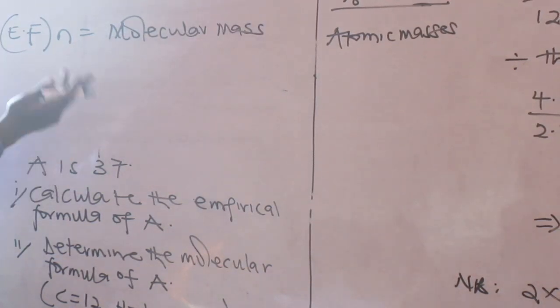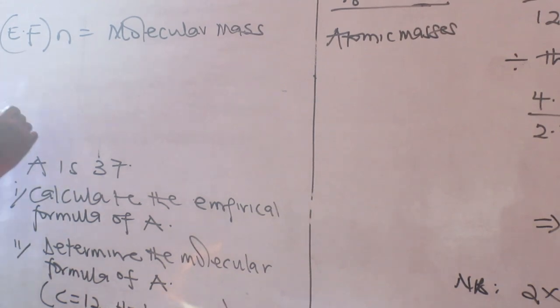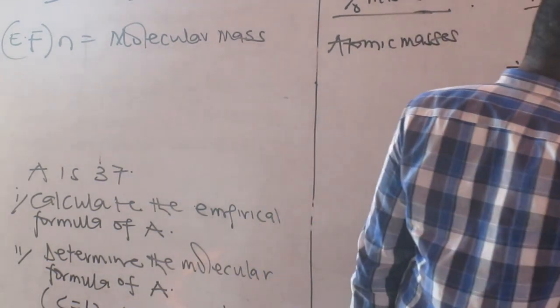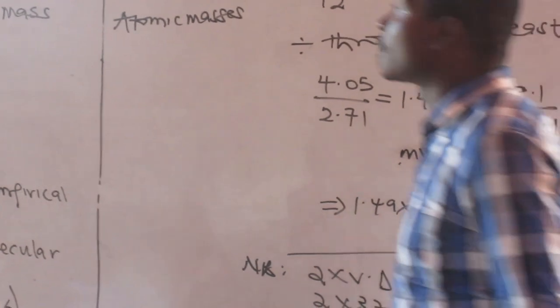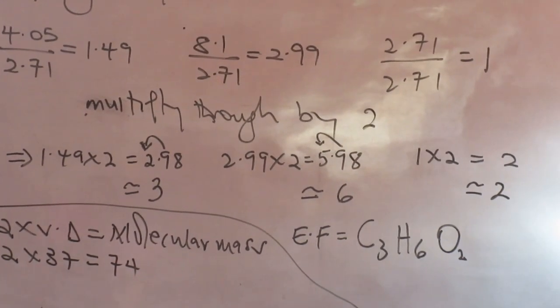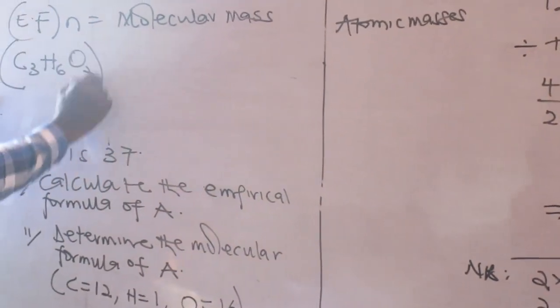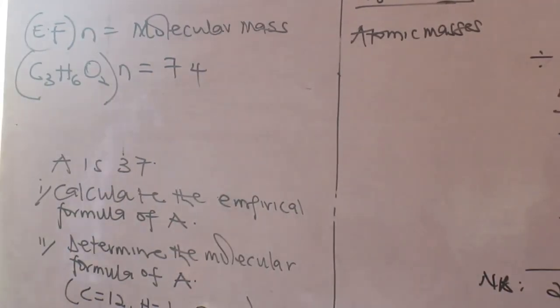Why do you call it molecular mass? It's a molecule, okay? Now, empirical formula. I think you have to write it first, right? I'll write my empirical formula first, okay? Somewhere here. Okay, and let's go. Empirical formula is what? C3H6O2. So I have that, right? Now, I have C3H6O2. And it was what? 74. You see that? Good.